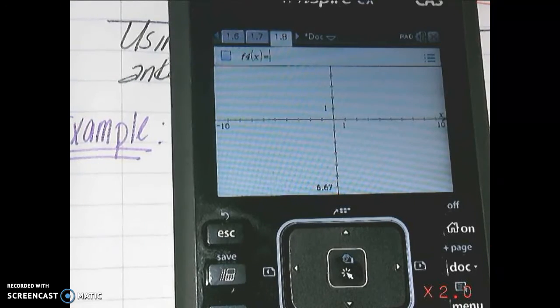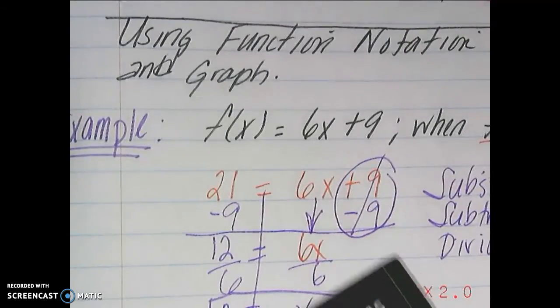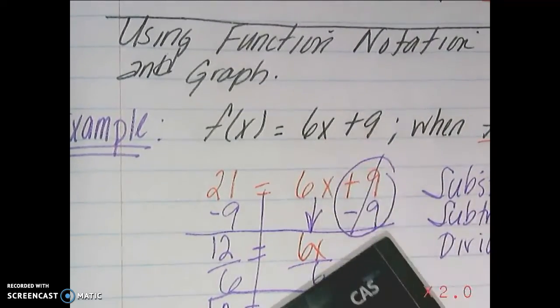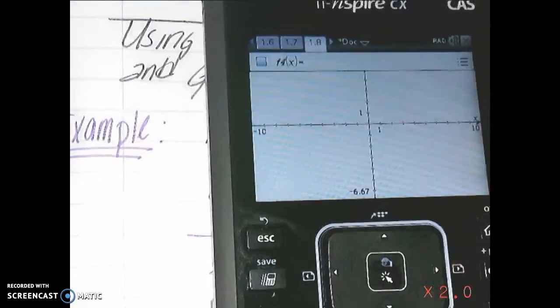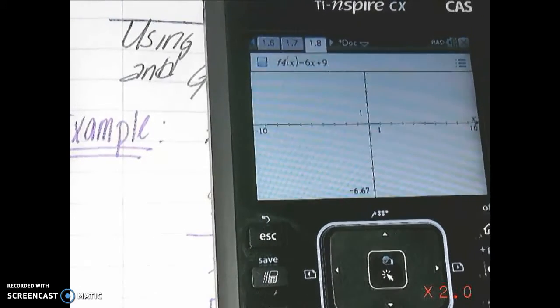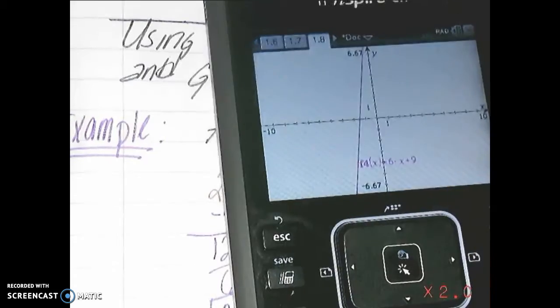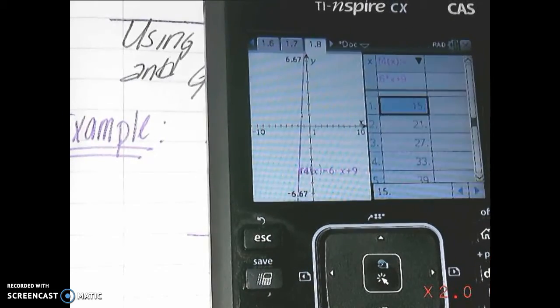Okay, so I put the calculator there because I just want to show you another way to do it using a calculator. So we have given that f of x is 6x plus 9. So what I'm going to do on the calculator is just type in 6x plus 9. So we get a linear function. Okay, wonderful. But now we need to look at our table of values.